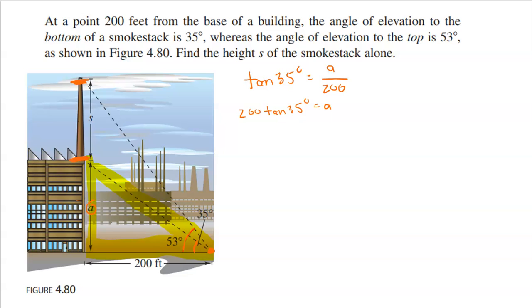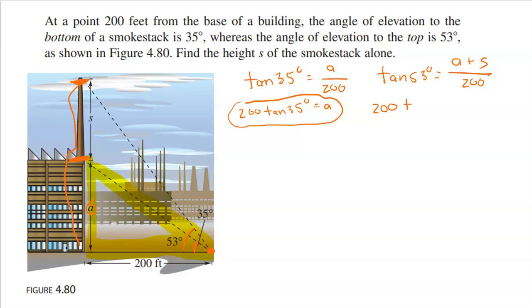Now, I'm not going to calculate what that is because I don't want to round in the middle of a problem. I want to leave it like this because that is exact. Now I'm going to look at the big triangle. In that big triangle, tangent of 53 degrees equals opposite A plus S, because the entire opposite side of the big triangle is A plus S, divided by the adjacent 200. So that 200 is shared between the two triangles. I'm going to multiply that 200 over. So 200 times tangent of 53 degrees equals A plus S.